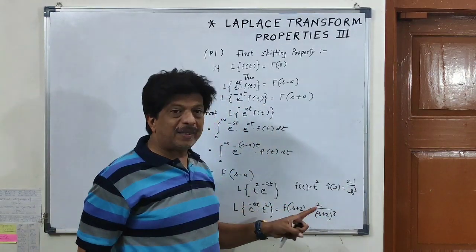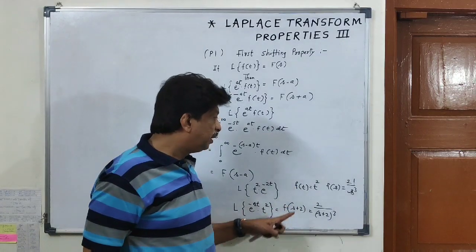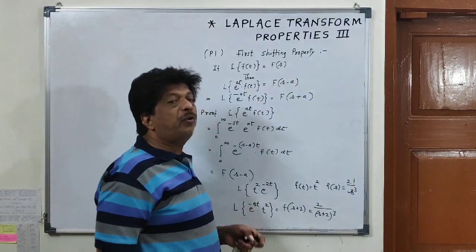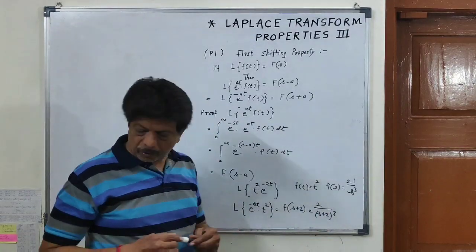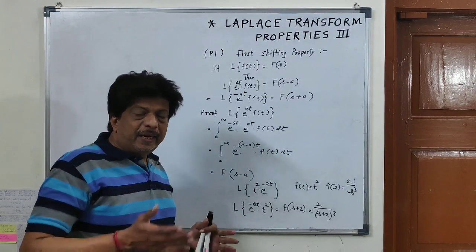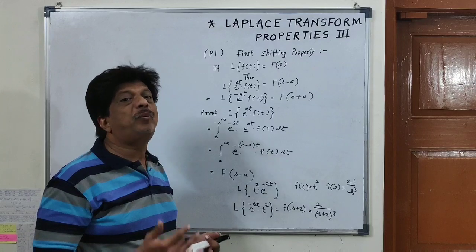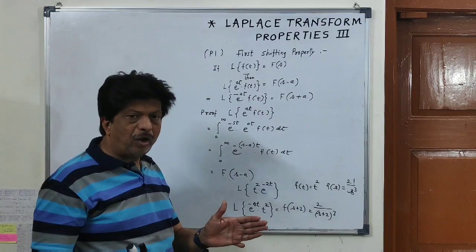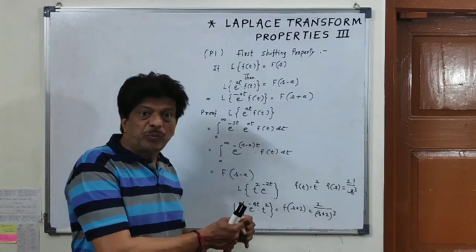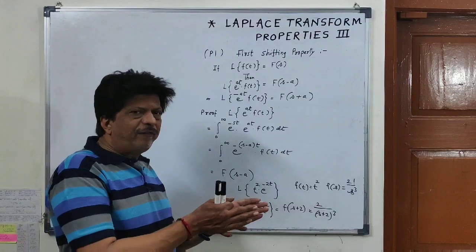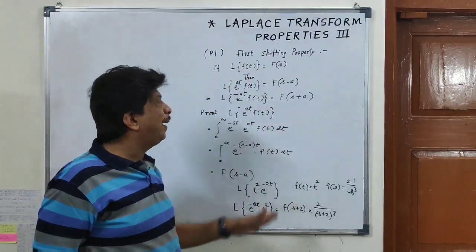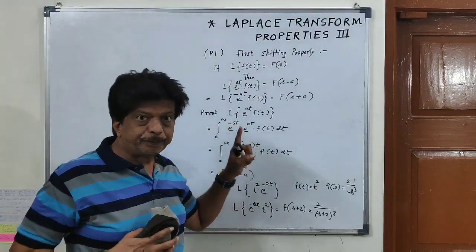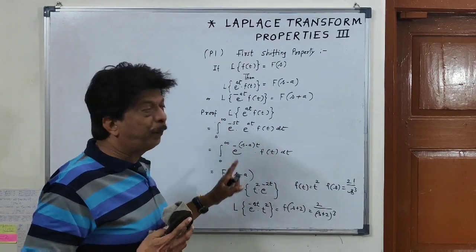So 2 upon s cube is the Laplace transform of t square, whereas 2 upon (s plus 2) whole cube is the Laplace transform of t square into e raised to power minus 2t. So any function, if it is multiplied by e raised to power either minus at or plus at, we would be directly finding out the Laplace transform of f of t into e raised to power plus or minus at by F of s plus a and F of s minus a by this property. This is also called the first shift property.